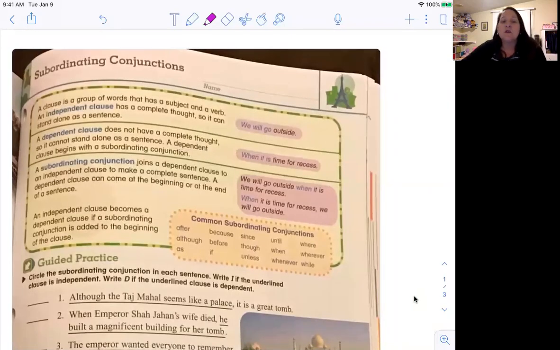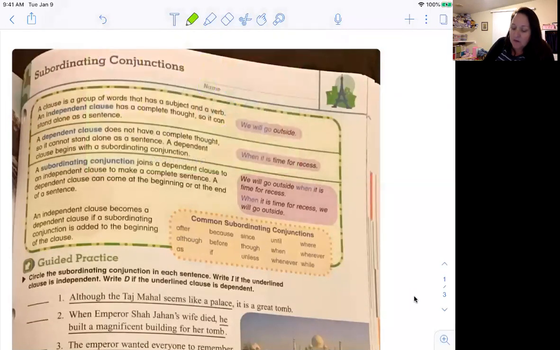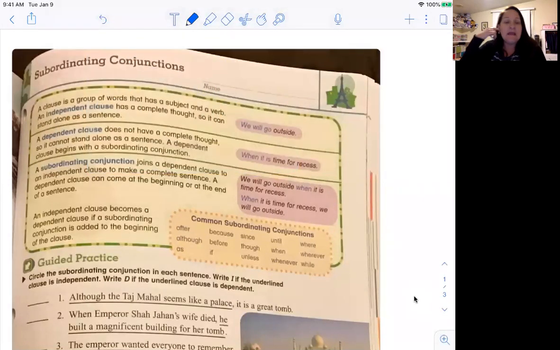Okay. So a clause is a group of words that has a subject and a verb. Another name for a clause is a sentence, and if it has a subject and a verb, we call it an independent sentence, but it's also called a clause. An independent clause has a complete thought, so it can stand alone as a sentence.